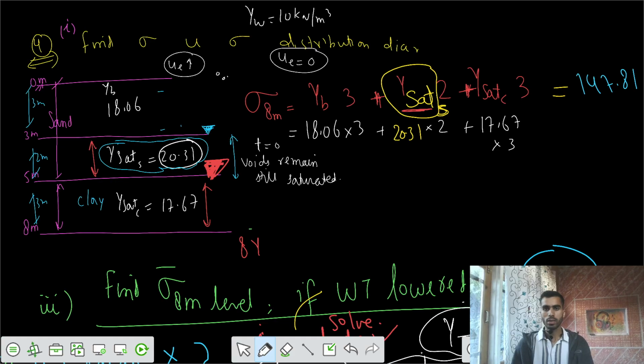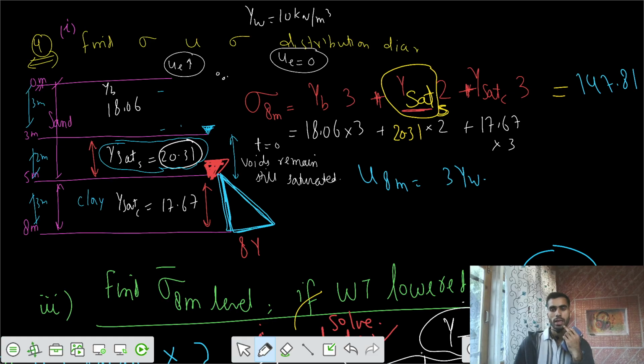And what is the pore water pressure at that 8-meter level? If the water level is now here, your pore water pressure would be here. That's how much? 3 gamma W.